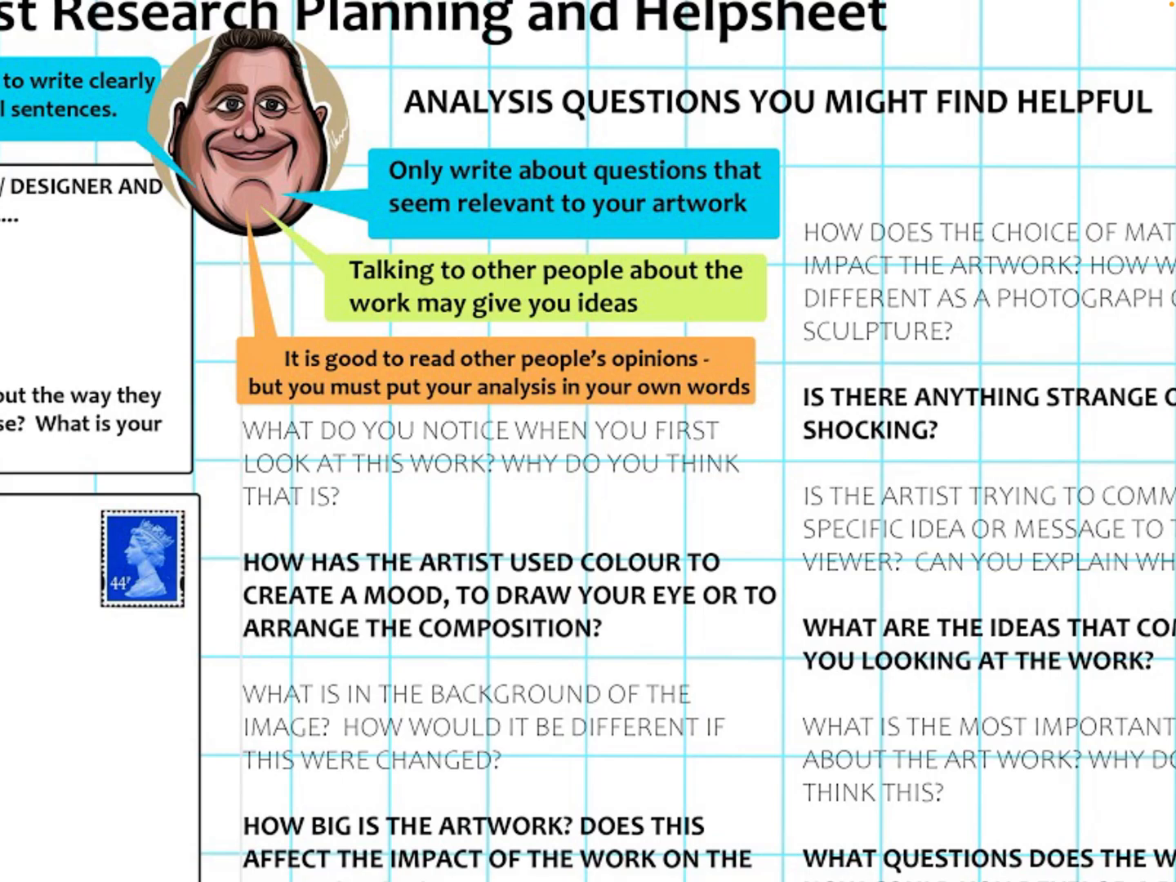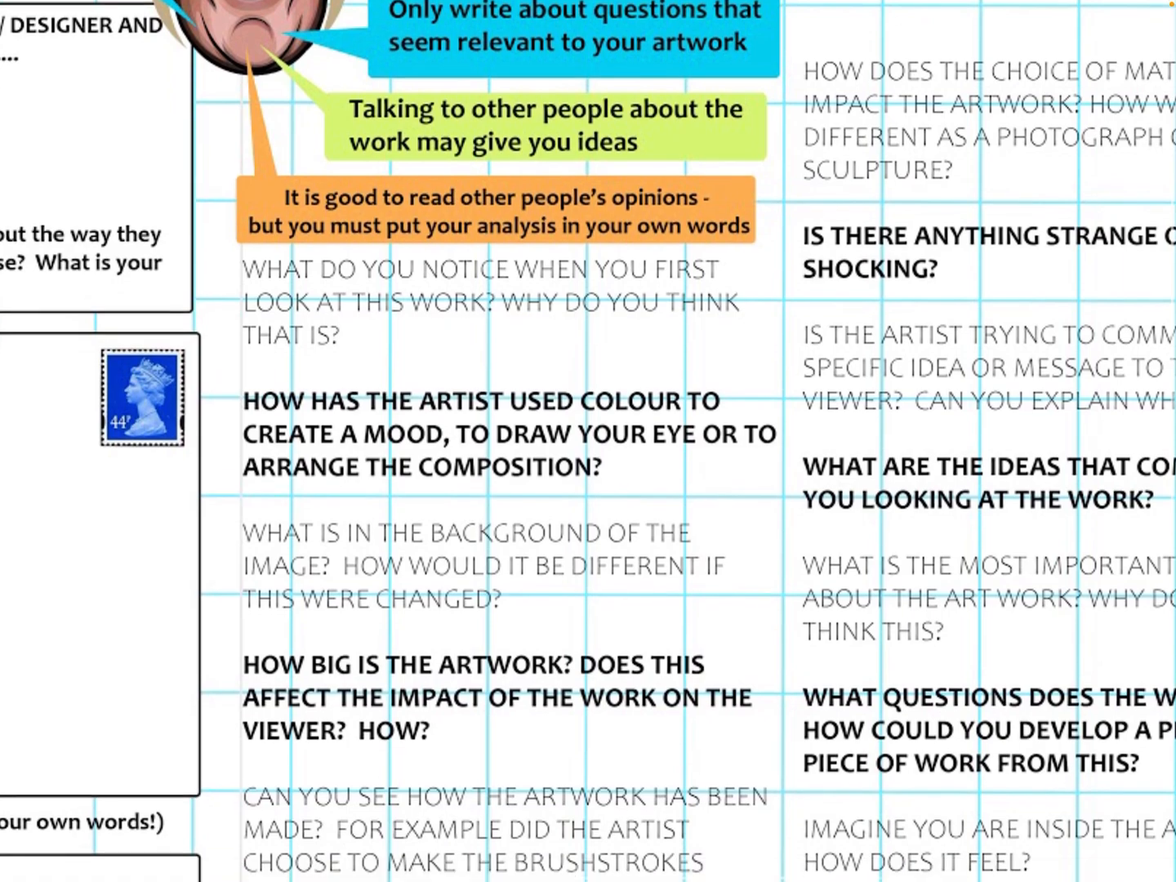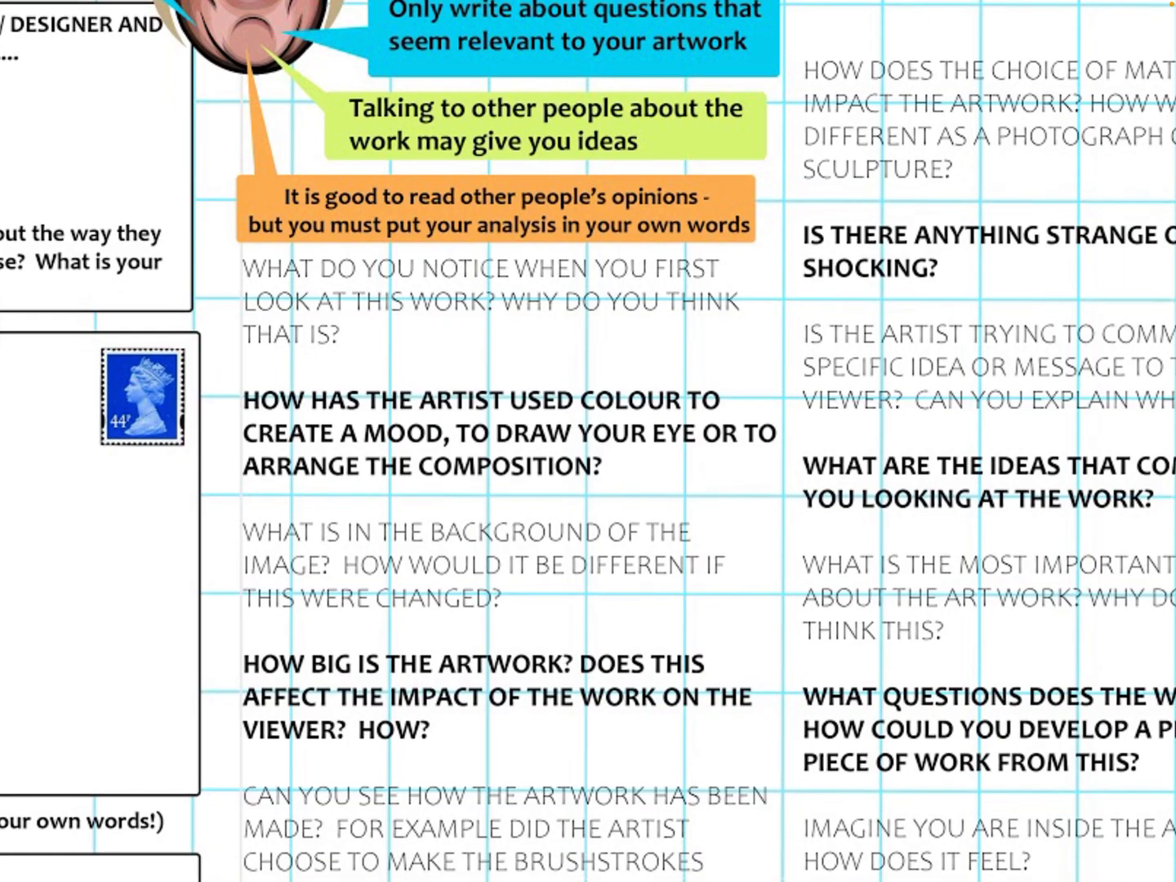How has the artist used colour to create a mood, to draw your eye, or to arrange the composition? When you look at the work, is your eye drawn around the piece? Does it give you a mood or a feeling? How have they done that? How have they used colour in their work? Is it very dull? Is it very bright? Have they used complementary colours? Have they used loads of colours or only a few?